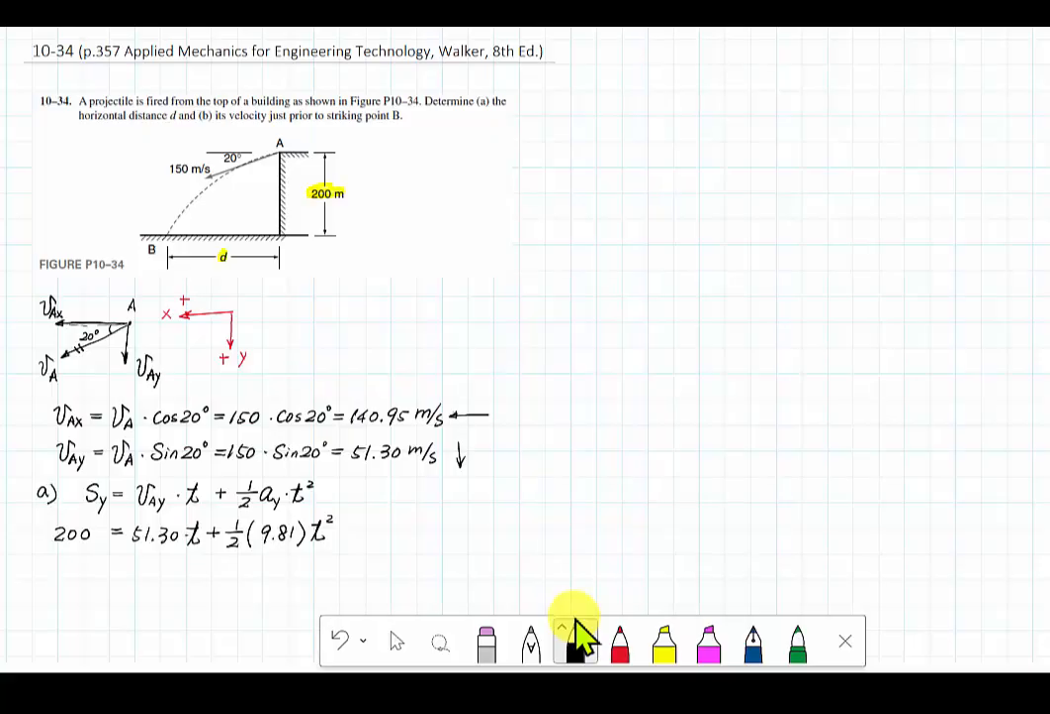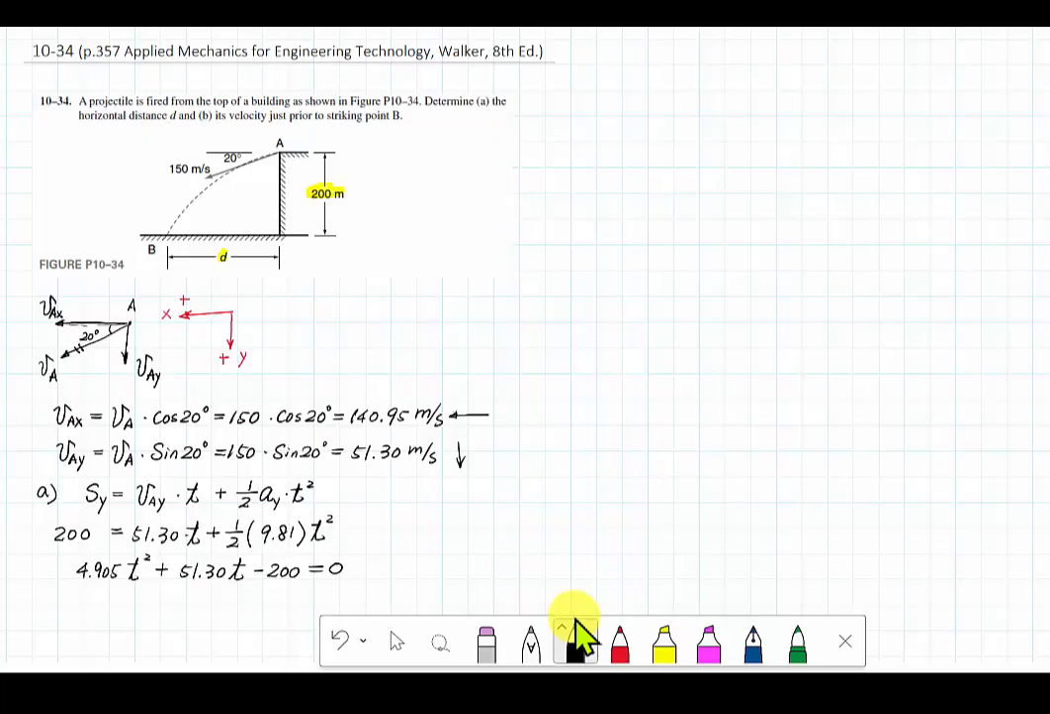And this is a quadratic equation. If you want to simplify that, we get something like this: 4.905 t squared plus 51.3 times time, and then we move the 200 to this side, so negative 200, and all that equals 0. This is a quadratic equation.